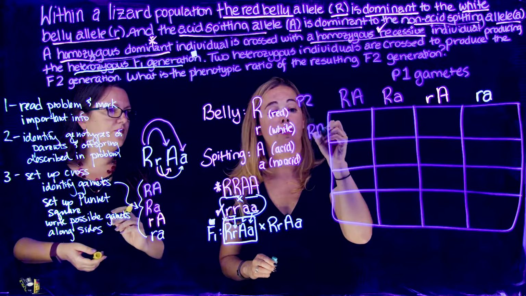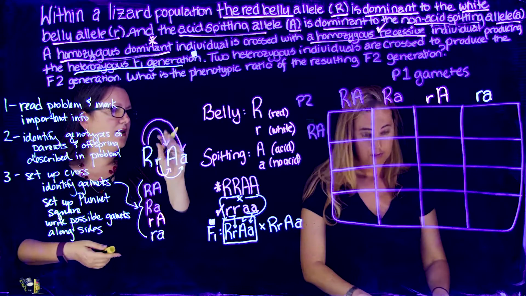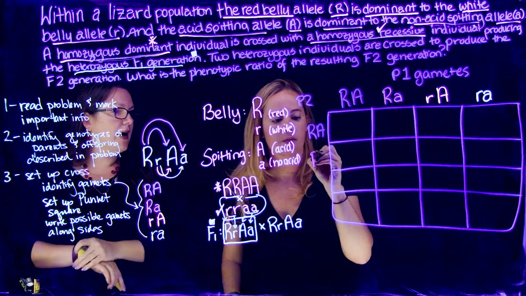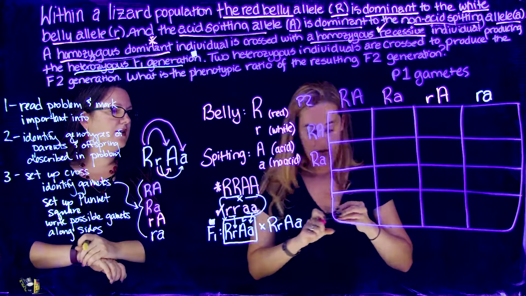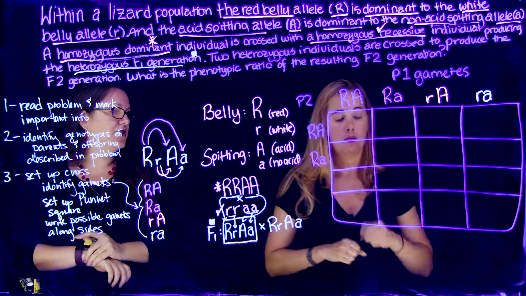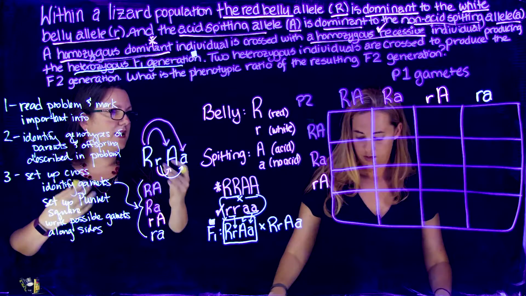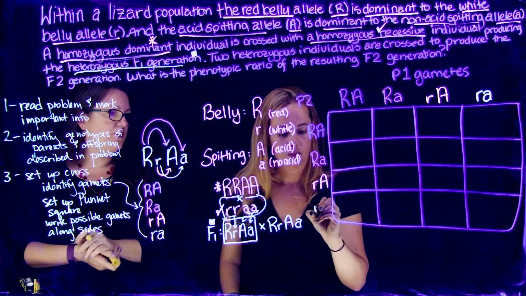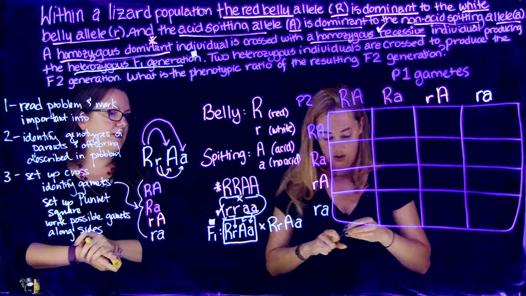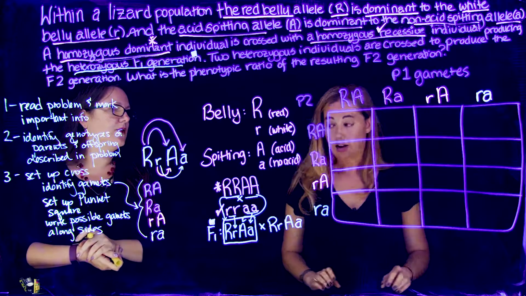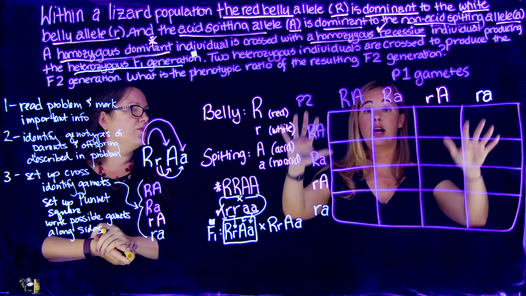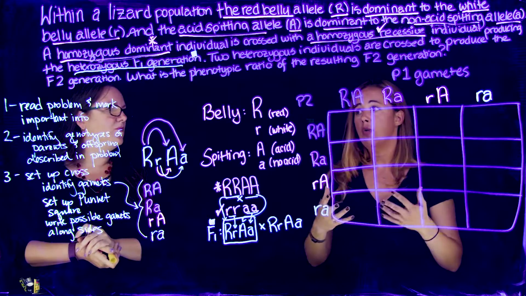Capital R, capital A. And of course, we should remember that the capital and lowercase formatting of the letters is carrying information about the interaction of the alleles. So all those capitals are representing the dominant allele, and all those lowercases are representing the recessive. Students, we set it up beautifully. Now we need to execute.